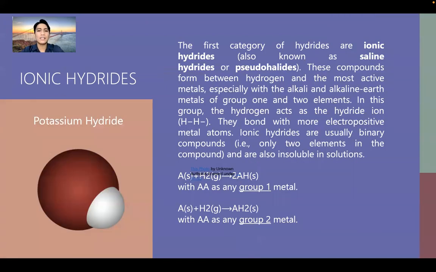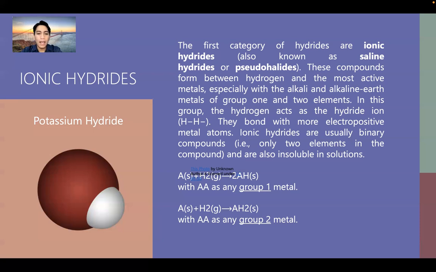Our first category of hydrides are ionic hydrides, also known as saline hydrides or pseudohalides. These compounds form between hydrogen and the most active metals, especially the alkali and alkaline earth metals of group 1 and group 2 elements. In this group, the hydrogen acts as a hydride ion, H negative. They bond with more electropositive metal atoms. Ionic hydrides are usually binary compounds, with only two elements in the compound, and are also insoluble in solution.